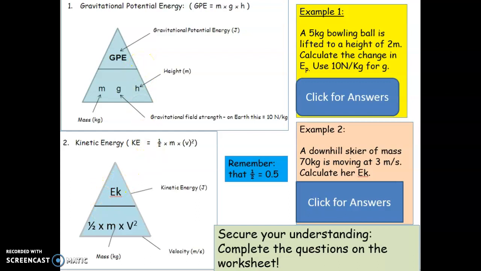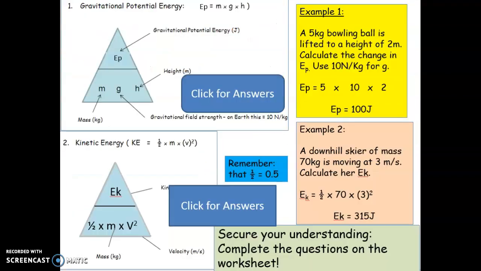All right, so have a go at these two questions here, and then to secure your understanding there are some worksheet questions for you to try. Okay, so pause the video while you have a go at these, and then we'll look at the answers.